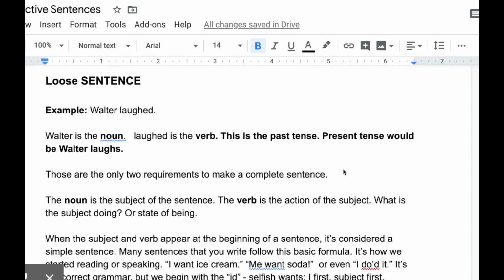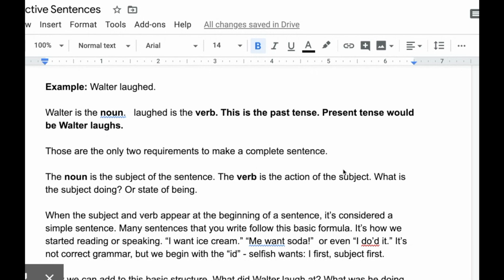All right, so let's start with the basics, right? The loose sentence. Here's an example. Walter laughed. Walter is the noun. Laughed is the verb, right? This is past tense. Walter laughed. Present tense would, of course, be Walter laughs. It's happening presently. Those are the only two requirements to make a sentence. You need a noun and you need a verb. If your teacher says or someone says you're using a fragment, that means it's not a complete sentence. That could be another lesson when you use intentional fragments, but let's worry about that another time.